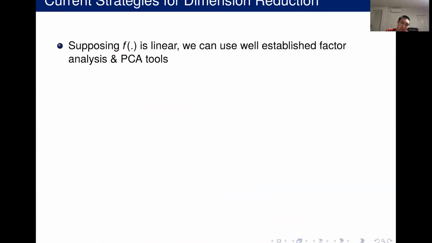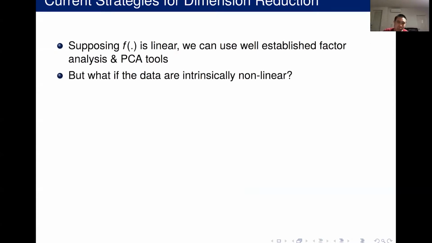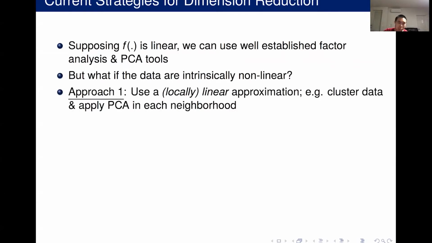So suppose f is linear, then we can use some well-established method like factor analysis or PCA. And what if f is essentially nonlinear? Then we have two approaches basically. Approach one is to use a locally linear approximation. That is, we cluster the data first and then apply a linear method like PCA in each local neighborhood. The intuition behind approach one is that the manifold can be approximated by its tangent space locally.